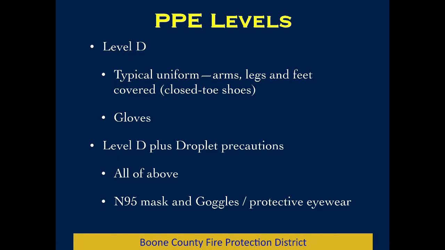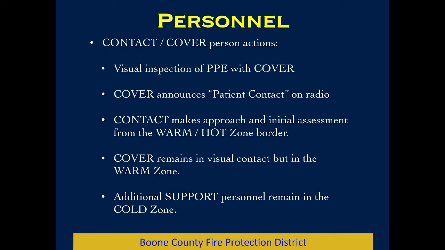So again, PPE levels. Level D is your typical uniform, which is no level of PPE. And then you add on to that to make sure that your arms are covered, your legs are covered, your feet are covered, and that you have gloves on. So we're talking here, typically for us, our wildland jacket, which has long sleeves, and some medical gloves. Then if you need to add droplet precautions, you use all of that, plus you add an N95 and goggles or protective eyewear.